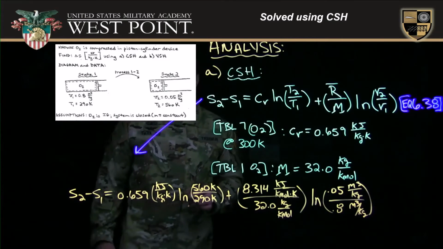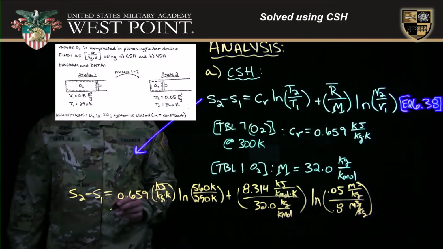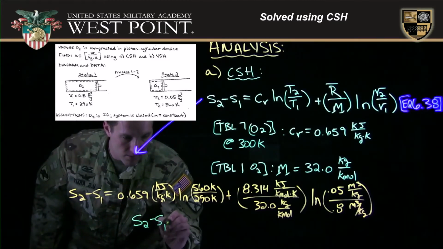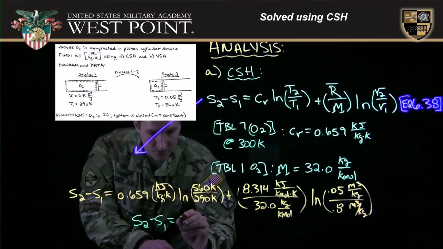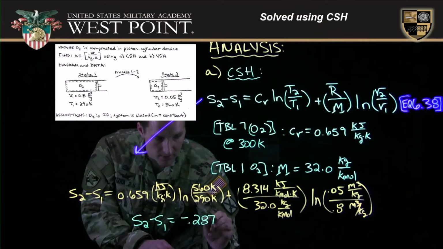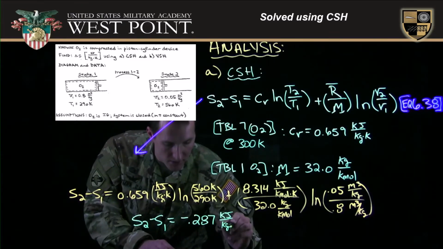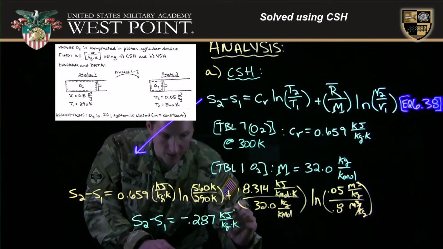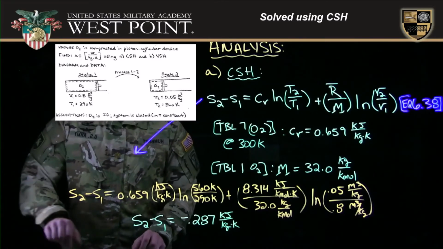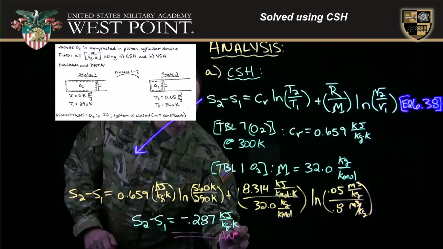Okay? Now if we plug all these numbers into your calculator, the answer that you will get for our change in entropy is equal to negative 0.287 kilojoules per kilogram Kelvin. And we will double underline and box that.